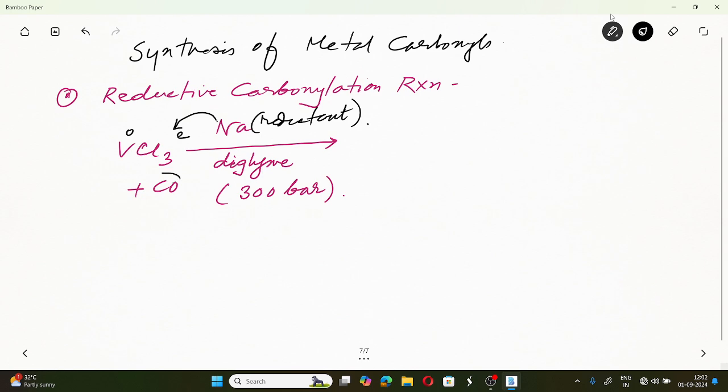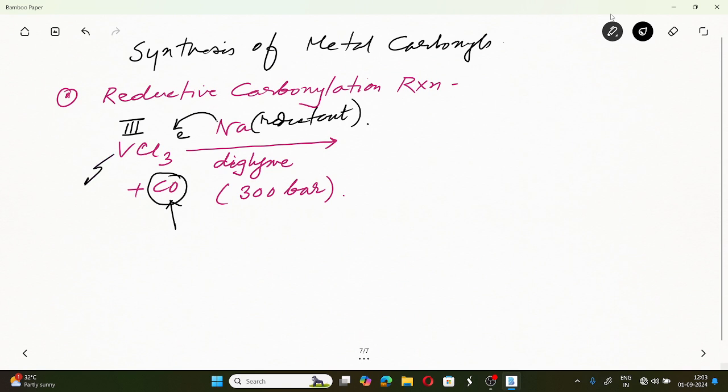And carbon monoxide, this is the ligand. This will get linked to vanadium. See, initially vanadium is in +3 oxidation state, isn't it? Initially vanadium is in +3 oxidation state, and under this condition carbon monoxide, see, this is a pi acidic ligand, so it requires excess d electron.